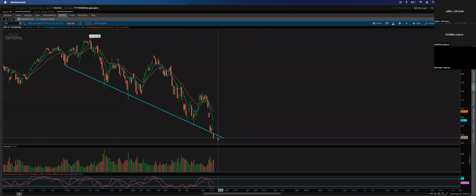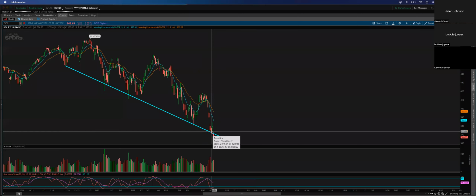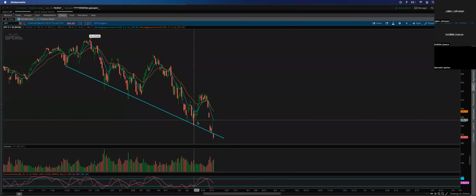It just cut right through it. But that happens. Overall, if you would have taken this trend line any other time, it would have worked. So that one time it didn't work, that's fine. See, the problem with a lot of people is they trade these things, and then when it doesn't work that one time, they just throw it out. You know what I mean?